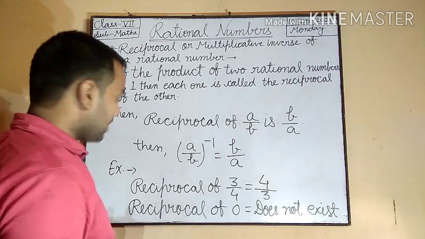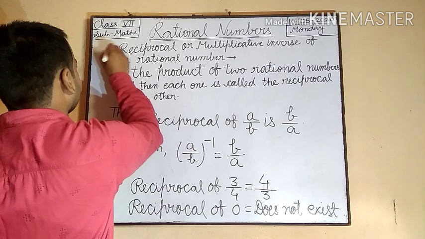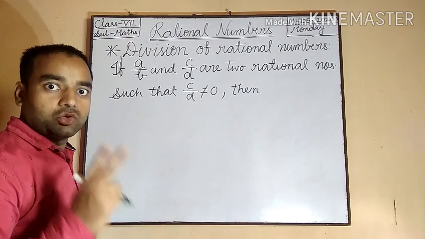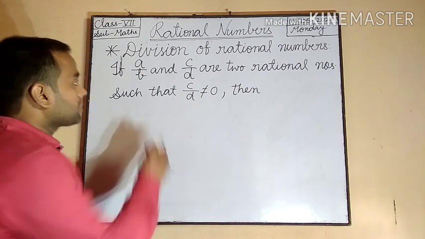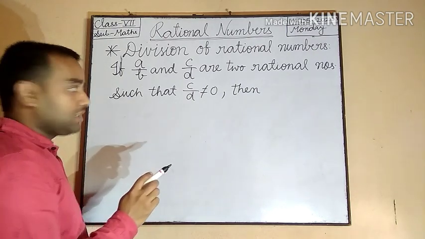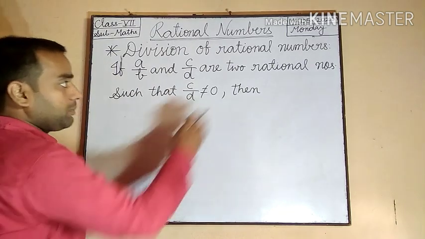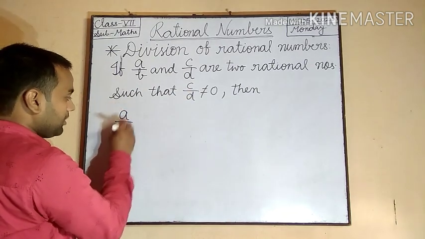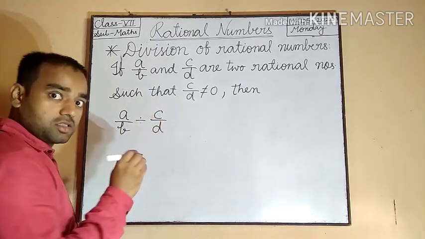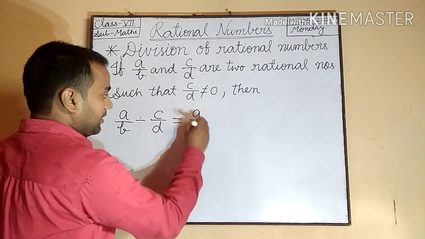So now let us start division of rational numbers. In division of rational numbers, first we take two rational numbers. Here we take the first rational number a by b and c by d, such that in the case of division c by d is not equal to 0. Write this type: a by b divided by c by d, always c by d not equal to 0, is equal to a by b.